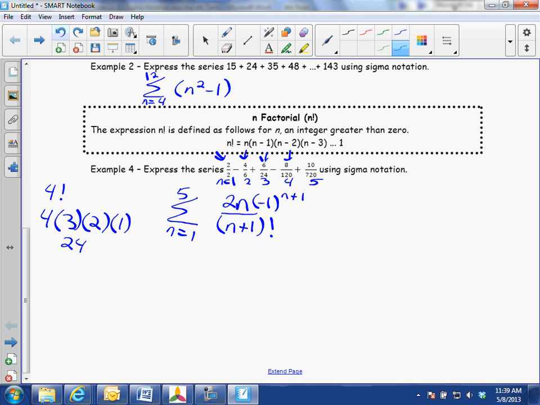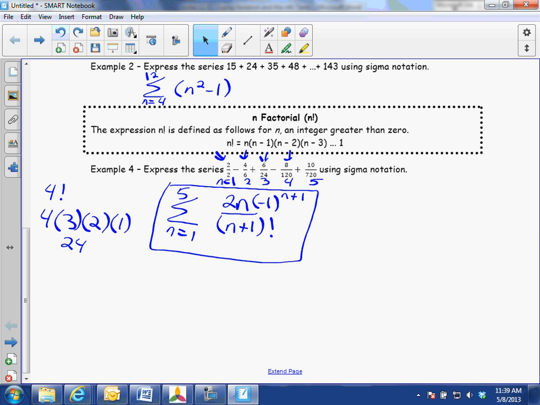Is there any other way to write this? I don't think so. I don't know how you're supposed to know how to do it. I don't think I could do it on my own. I think you can try.